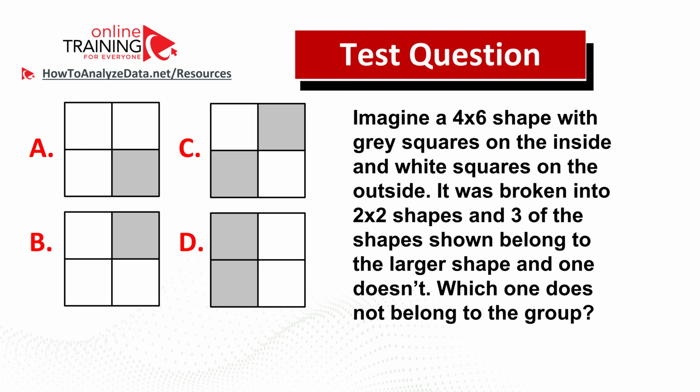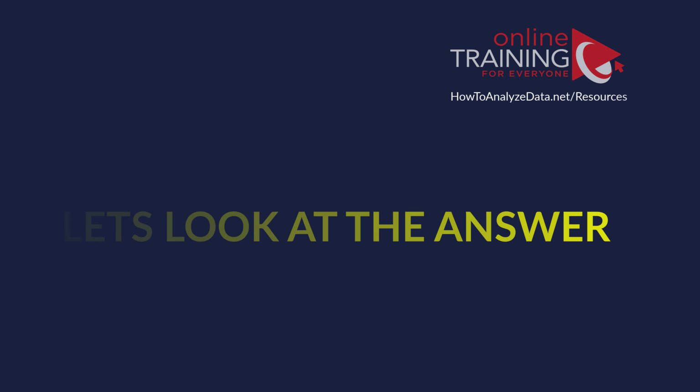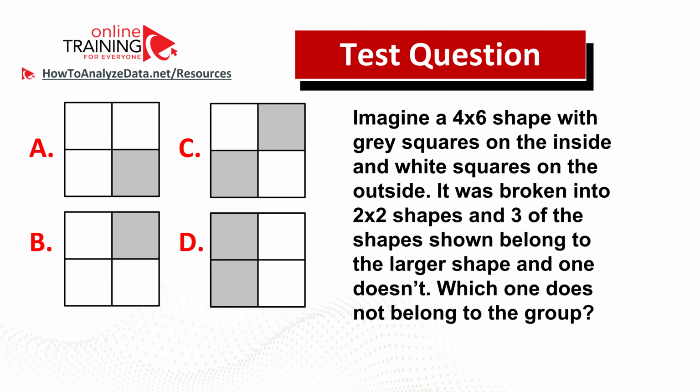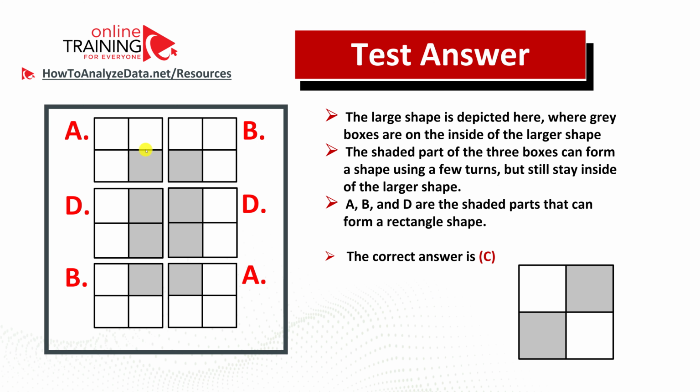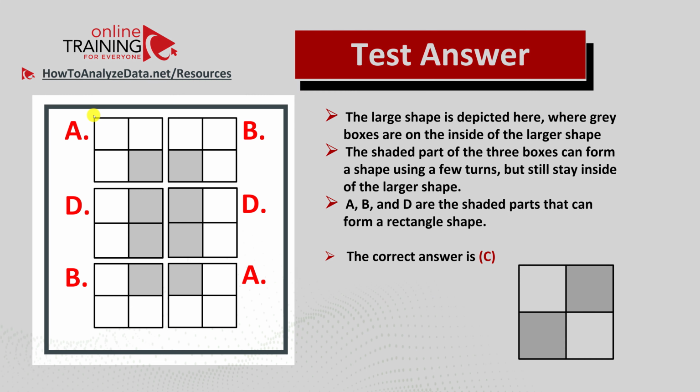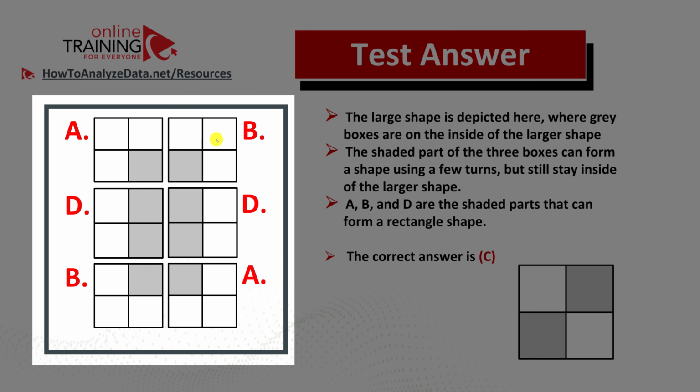Now might be the right time to pause this video to see if you can come up with the answer on your own. Do you think you came up with the answer? Let's continue to see if we can solve this challenge together. As you might be well aware, a visual is worth 1,000 words or more. In this case, this is the 4x6 shape with the gray boxes on the inside and the white boxes on the outside, and it was broken down into 2x2 shapes.